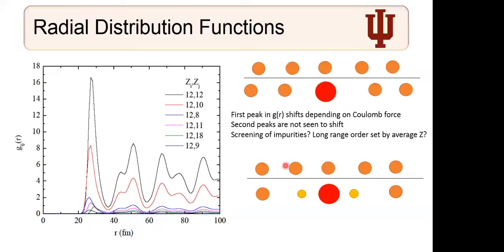Instead, what I'm seeing is that the second neighbor is unshifted, so perhaps there are short-range correlations between these impurities, so that if you have a high Z impurity on a lattice site, maybe his nearest neighbors are slightly smaller Z, so that your second nearest neighbor is unshifted. So that's one way I could potentially interpret this plot of G of R.